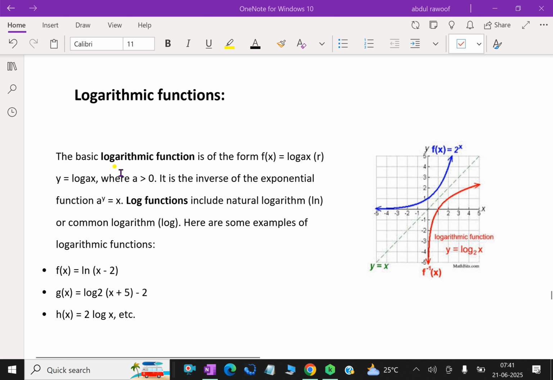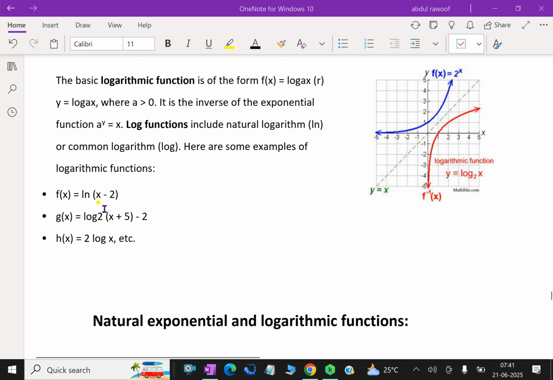The basic logarithmic function is of the form f of x equal to log x base a, or y equal to log x base a, where a is greater than 0. It is the inverse of the exponential function a power y equal to x. Now, look here: f of x equal to ln x minus 2, g of x equal to log base 2 of x plus 5 minus 2, h of x equal to 2 log x. These are some examples of logarithmic functions.